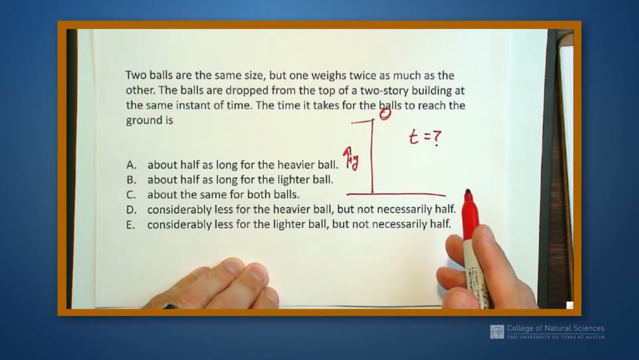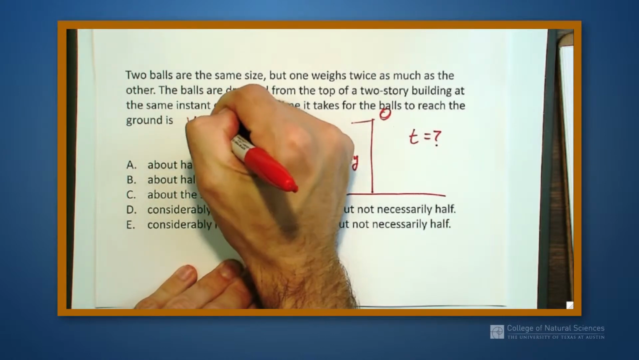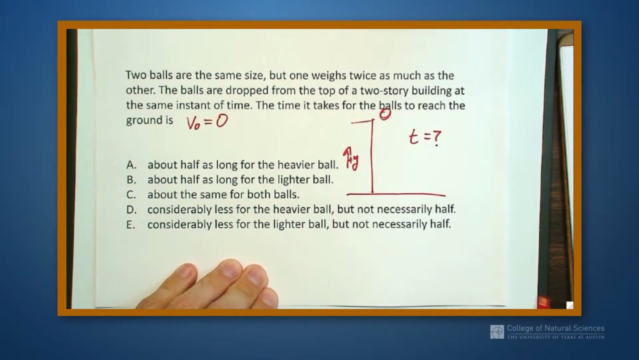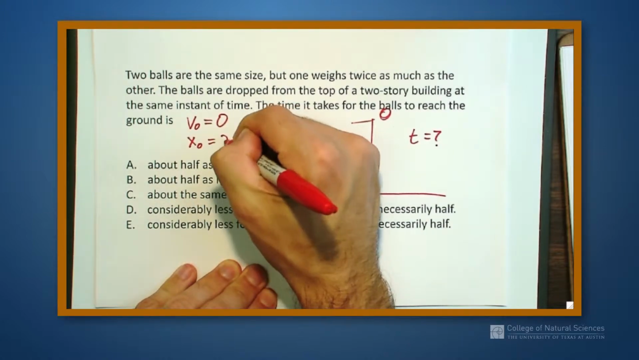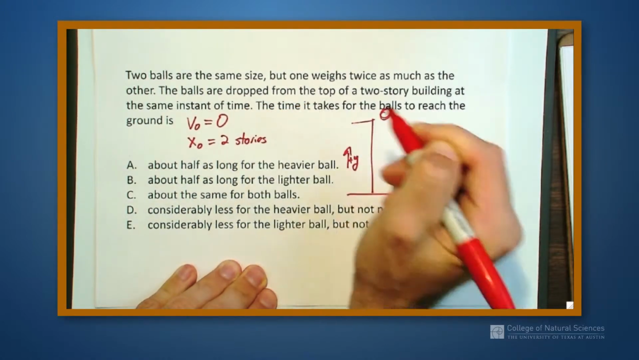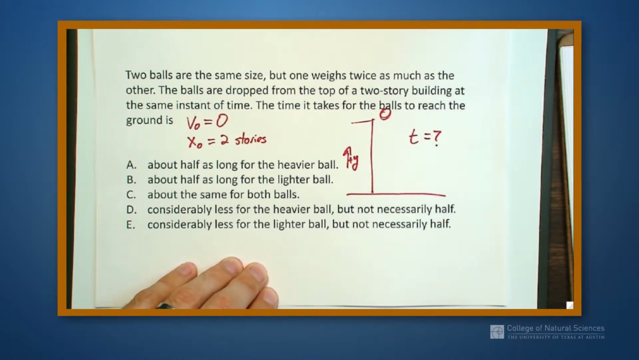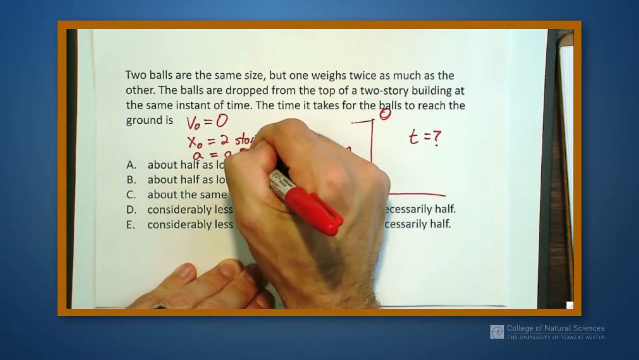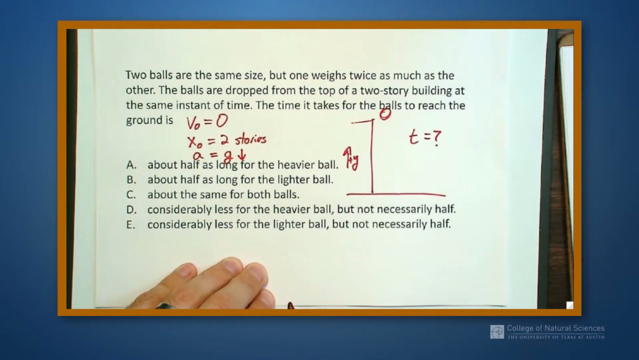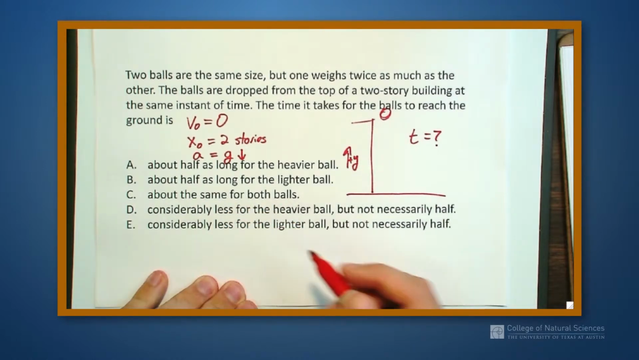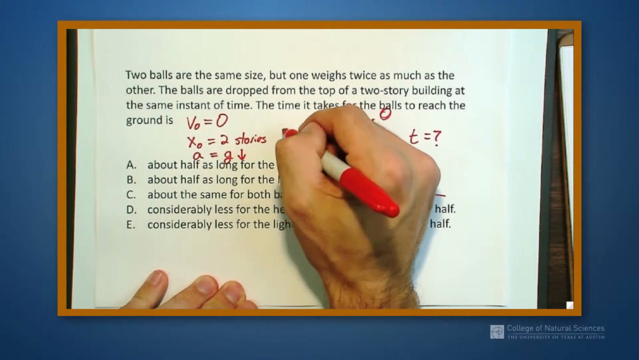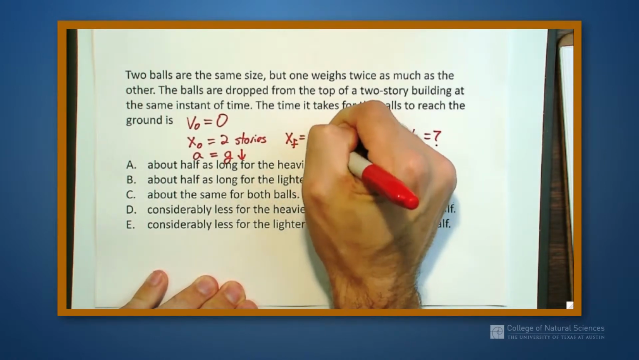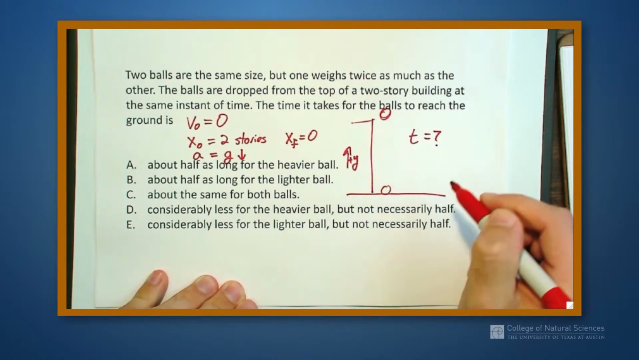Well, we know a few parts of this. We know that it starts from rest, so its initial velocity is 0. Its initial position is 2 stories. And we know that it's released near the Earth's surface, so our acceleration is equal to gravity. And I'm going to put that this is in the downward direction, just so I remember to do this correctly. So when I go through my problem, I know my final position as well. My final position is at the ground. When we're done, the ball's hitting the ground.